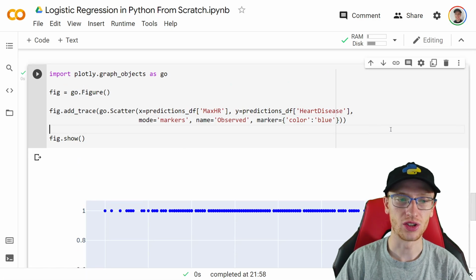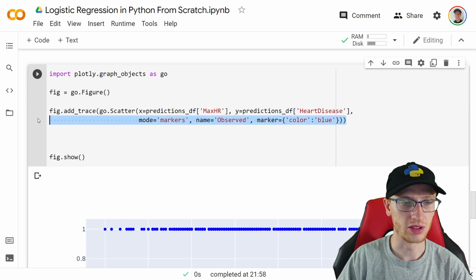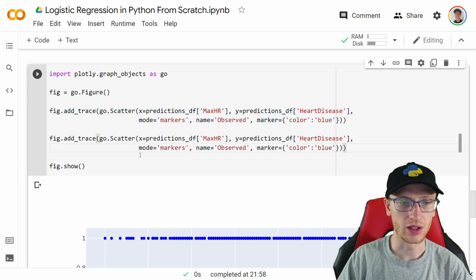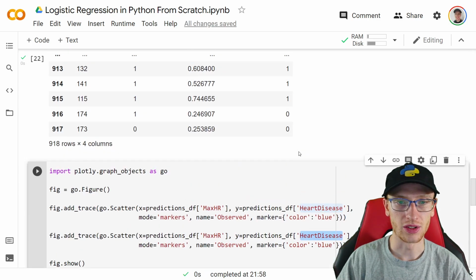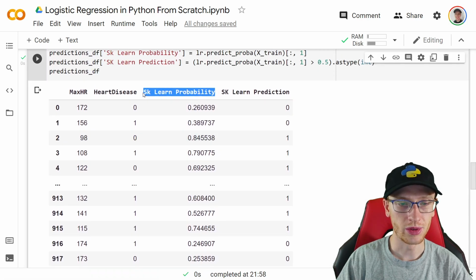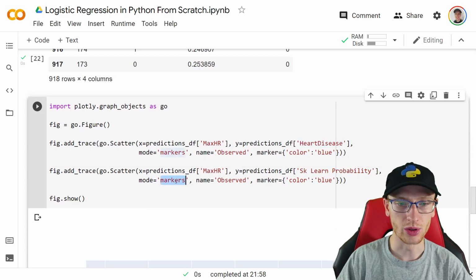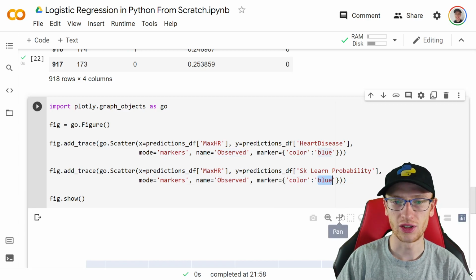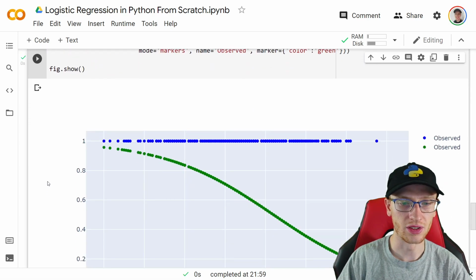We are now going to add a piece to this graph, which is our predictions. So we can do fig, and actually I'll just copy this because it's going to be slight changes from that. fig.add_trace go.Scatter. With the predictions_df, the max heart rate is actually still fine. And for the predictions_df y, we're going to add in the probability. We called that the Scikit-Learn probability. So here it is, Scikit-Learn probability. We'll set mode to be markers, name is observed, and marker to be a color of anything but blue. Let's go with green, it's a nice curve. And if we do fig.show on that, there it is.